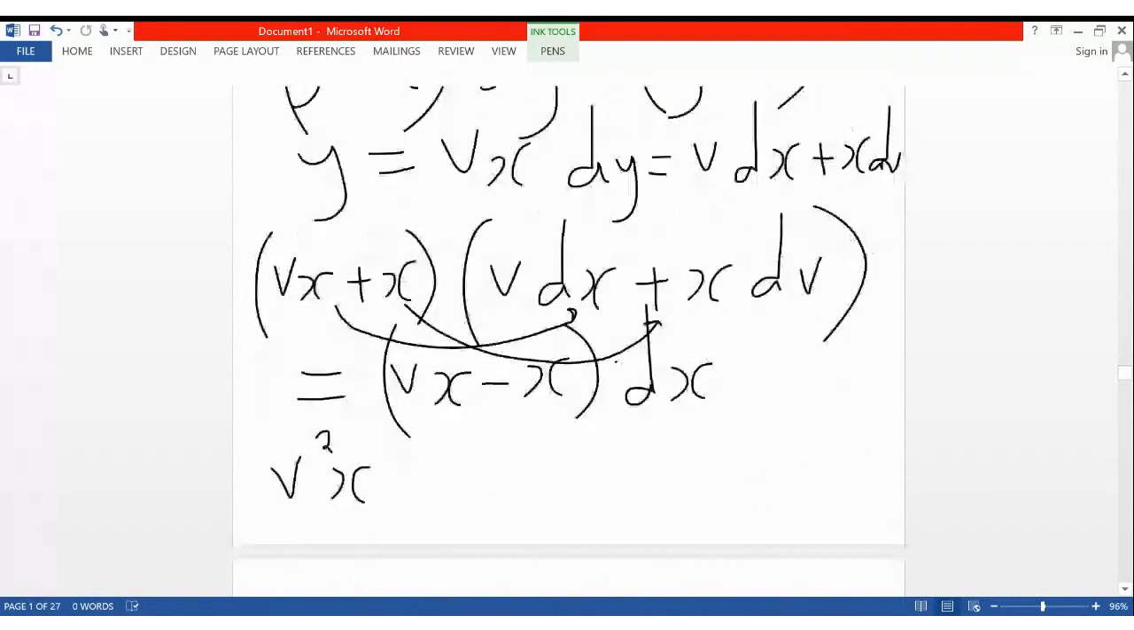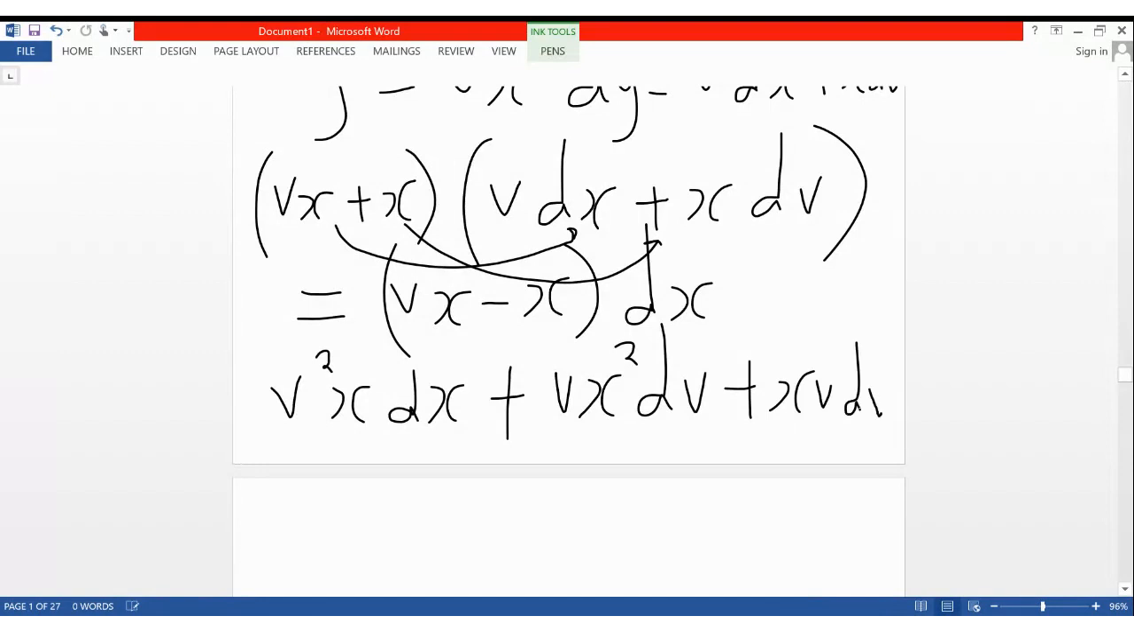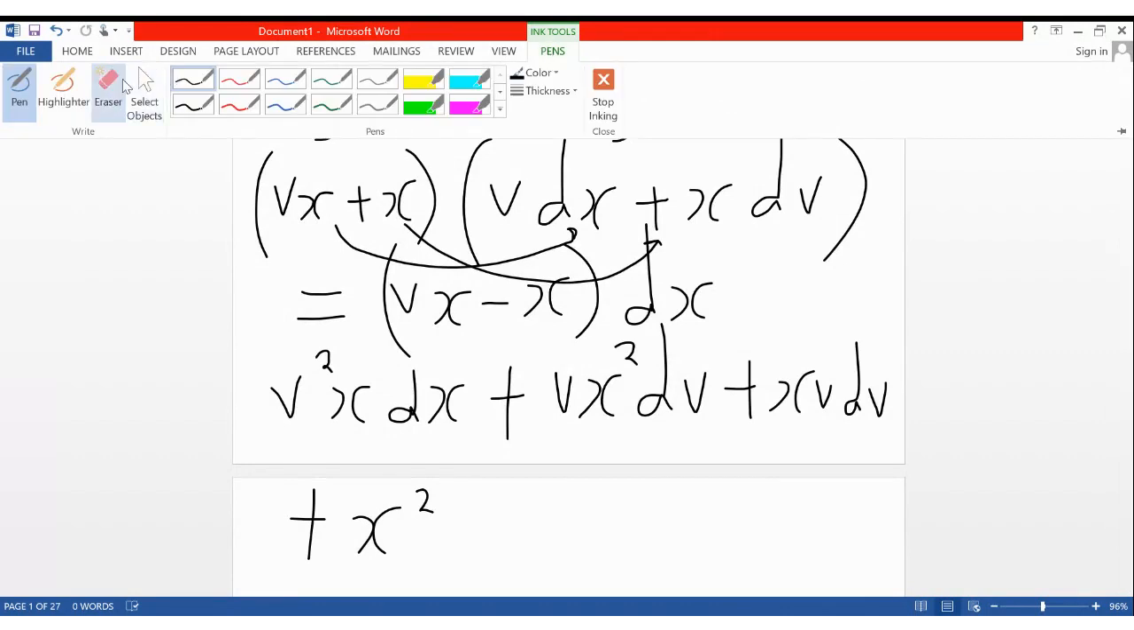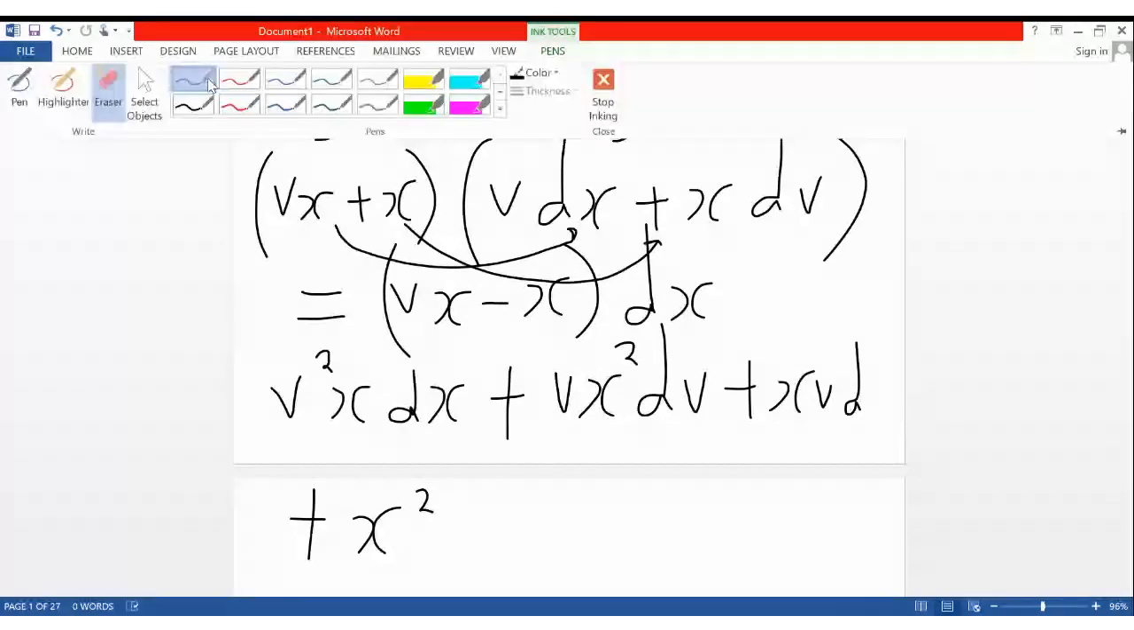So the first one, I have v times v, I'll get v squared. Then here I'll get x dx, plus. I multiply vx times x, so I'll get vx squared dv. And then I multiply the other one, I'll get xv dx. That one is wrong, this one is supposed to be dx. So dx. Then the final one, x squared dv.